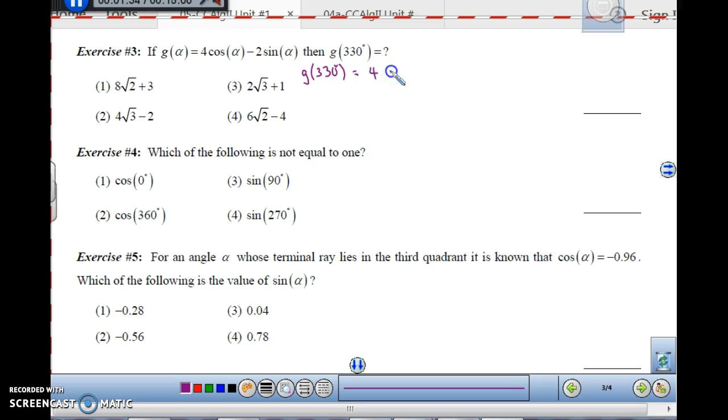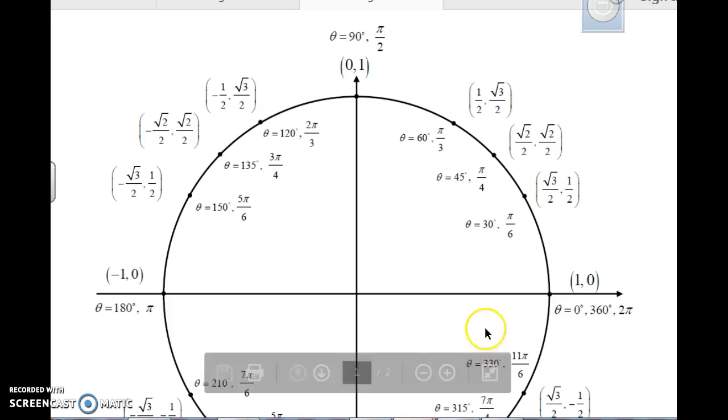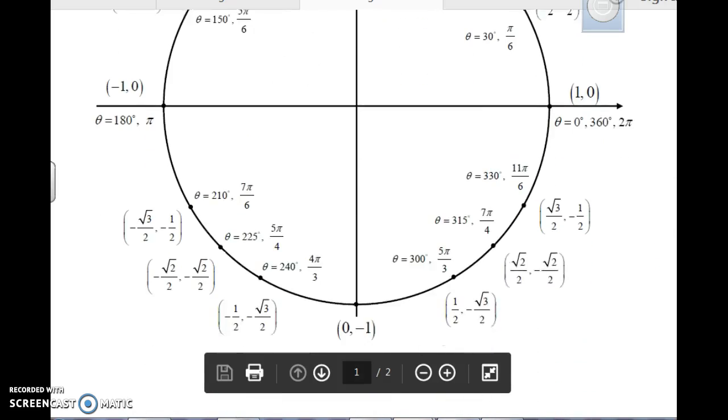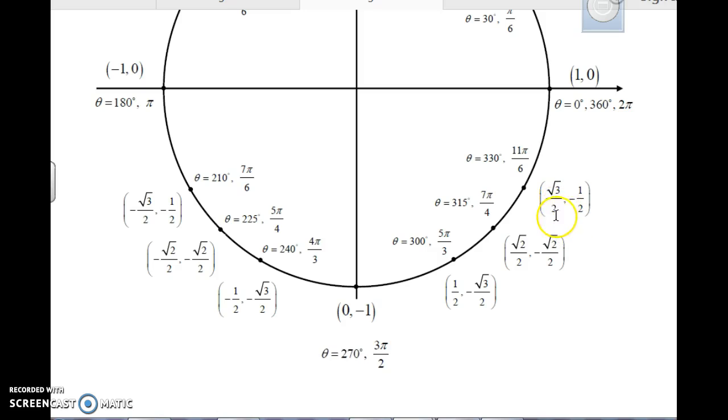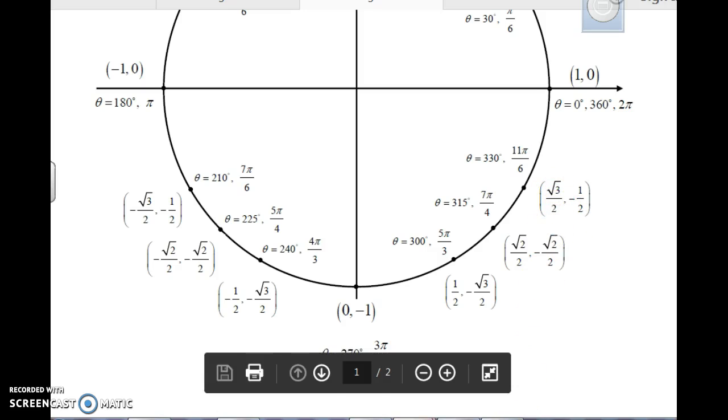So 4 times the cosine of alpha, which is going to be 330, minus 2 times the sine of 330. Okay, so 4 times the cosine of 330, I need to go to my unit circle diagram, cosine of 330. Here's 330 down here. Okay, cosine is the x-coordinate, so that's also going to be the square root of 3 over 2.